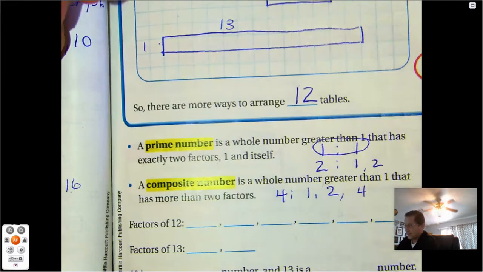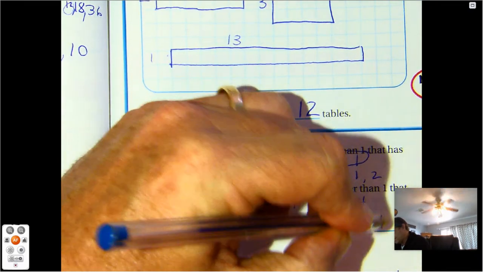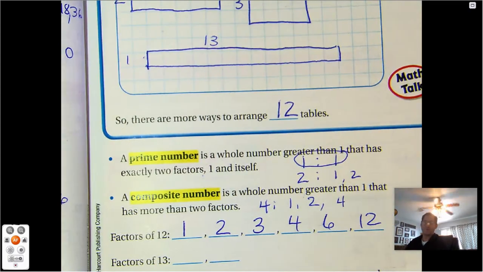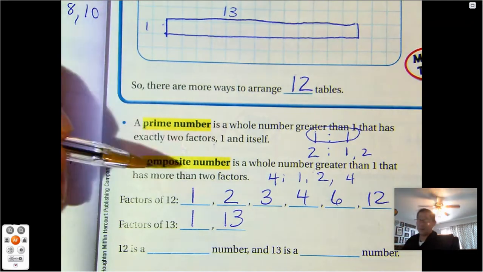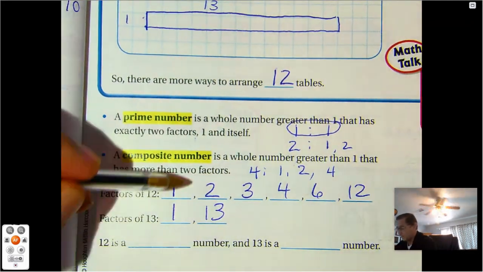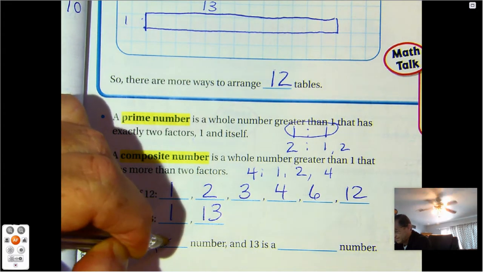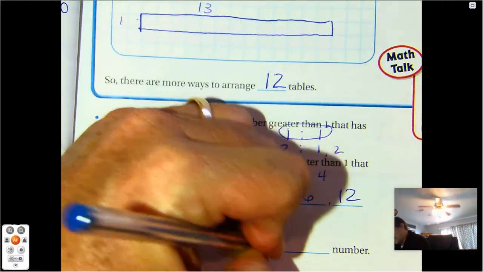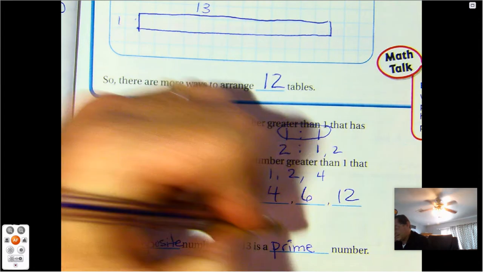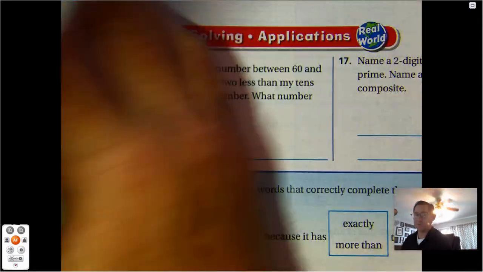So now let's list the factors of 12. So we did that in the grid. Okay. 1, 2, 3, 4, 6, and 12. And then the factors of 13, we listed as 1 and 13. So 12, since it has more than two factors, is a composite number. And the fact that 13 has exactly two, it is a prime number.